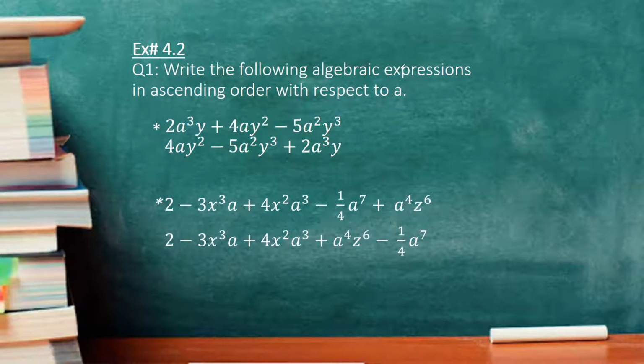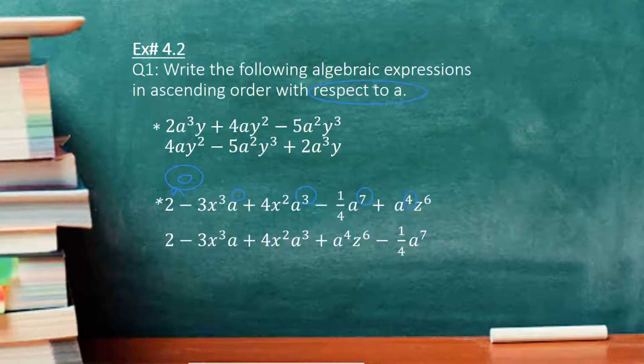Check out the next question. Here 2 is only there. 2 means here A is having the power 0. So here A power 0 is there. A power nothing, that means 1. A power 3, A power 7, A power 4. We just have to check the A's. Why? Because with respect to A, we have to ascend them.